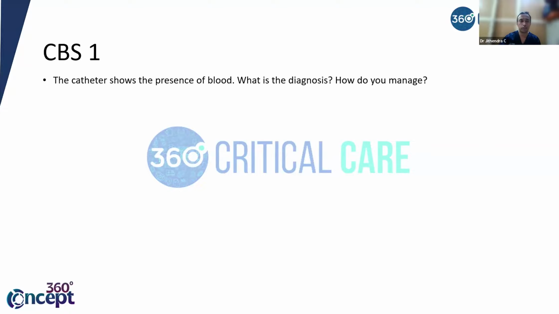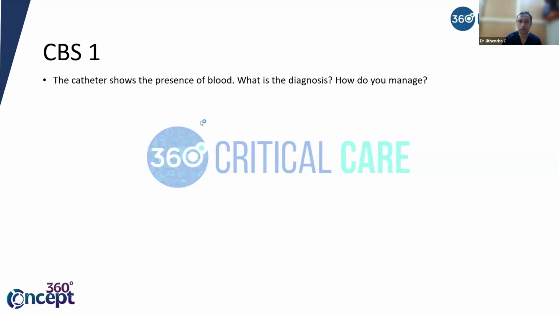So this is a patient who's on so and so, so and so. Later on, the main point will be the catheter shows presence of blood. So what is the diagnosis? How do you manage? I'll see if somebody's answered. So suddenly you see that the IABP balloon shows some blood. Yes, many of you have said it right. So it is rupture of the balloon. So the answer is correct.